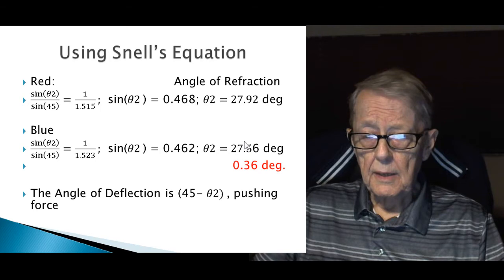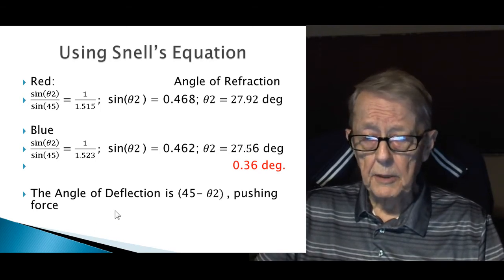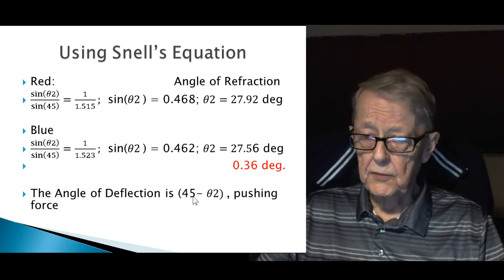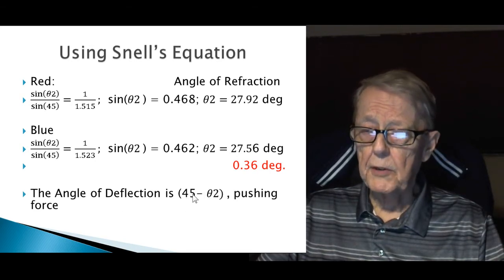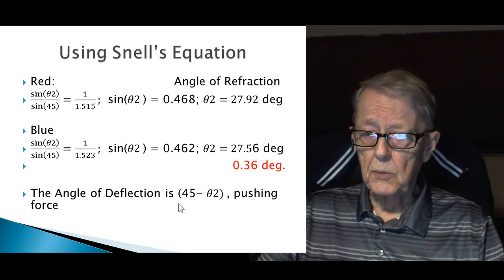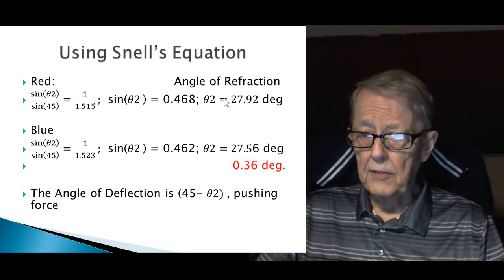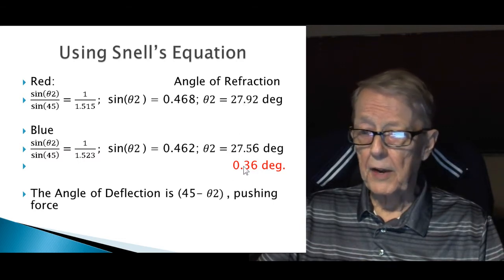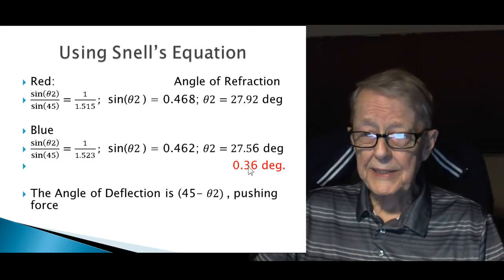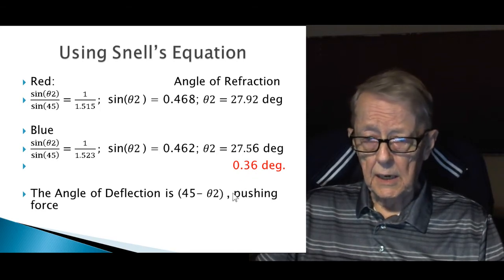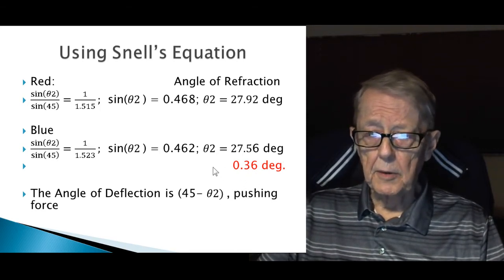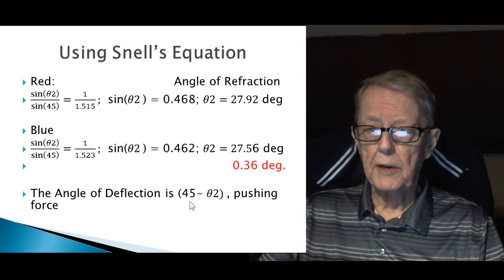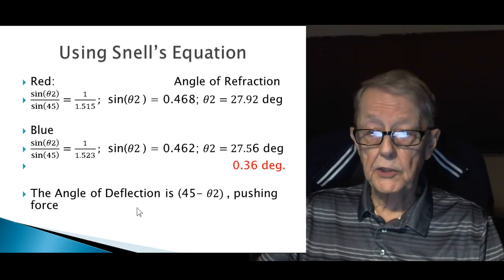Well, that is true, because what I'm really interested in is the angle of deflection, which is 45 degrees off from this. So when you subtract the angle theta 2 from 45 for red and theta 2 from 45 for blue, you still get 0.36 degrees, but then you subtract a smaller number from 45 and you get a greater angle of deflection.